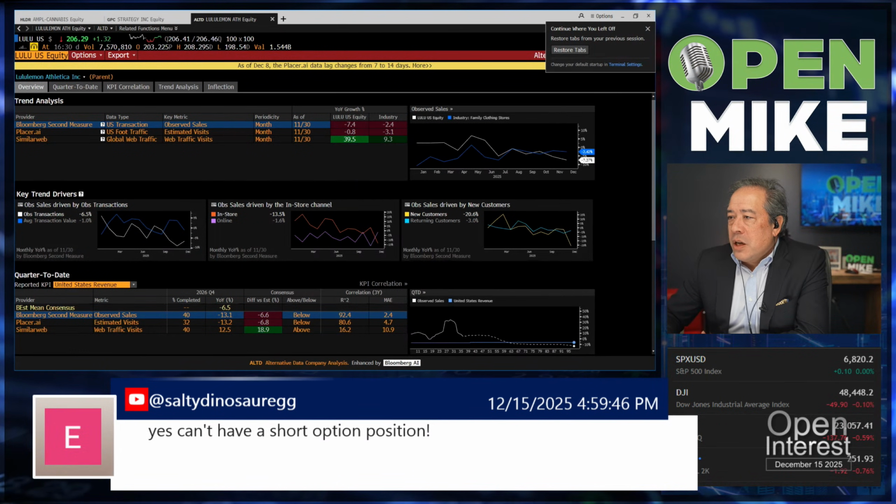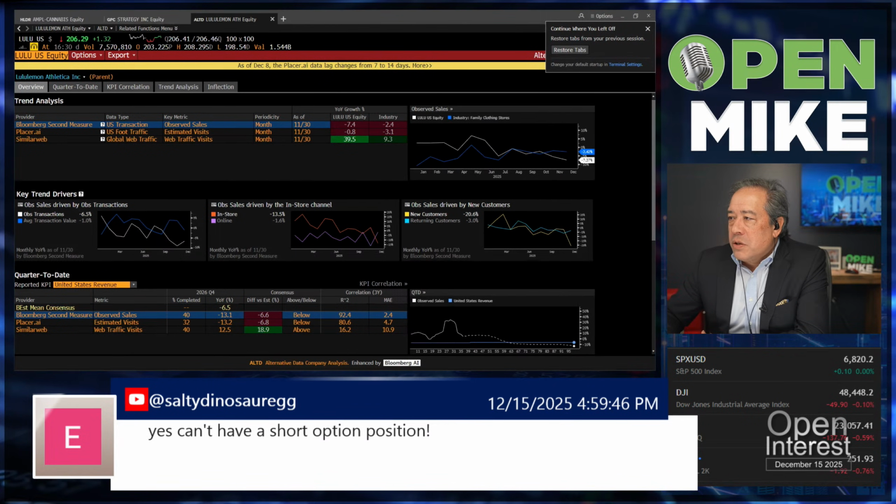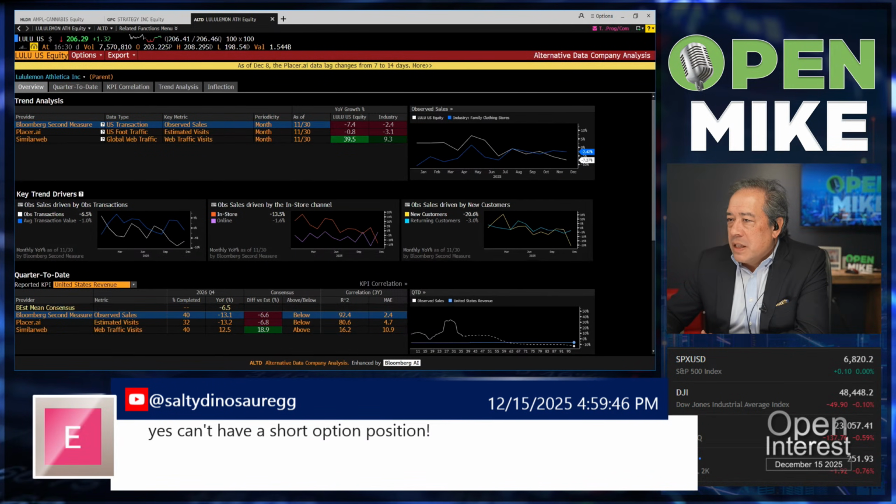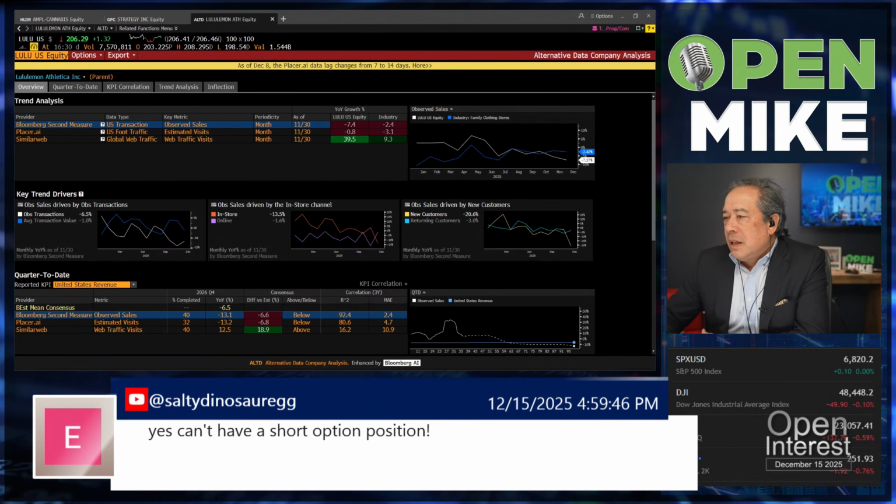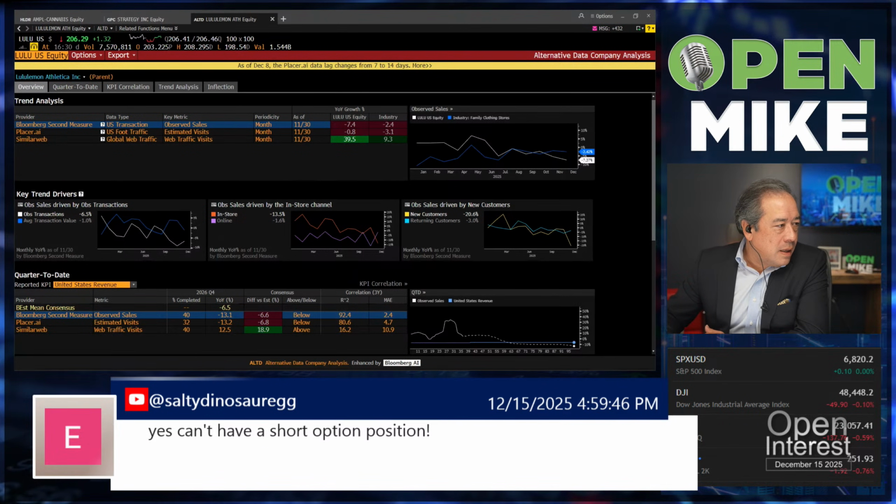The data lag changes from what's this? So Placer, that's an interesting one. So my Placer data is getting a lag in it now. Not crazy about that.